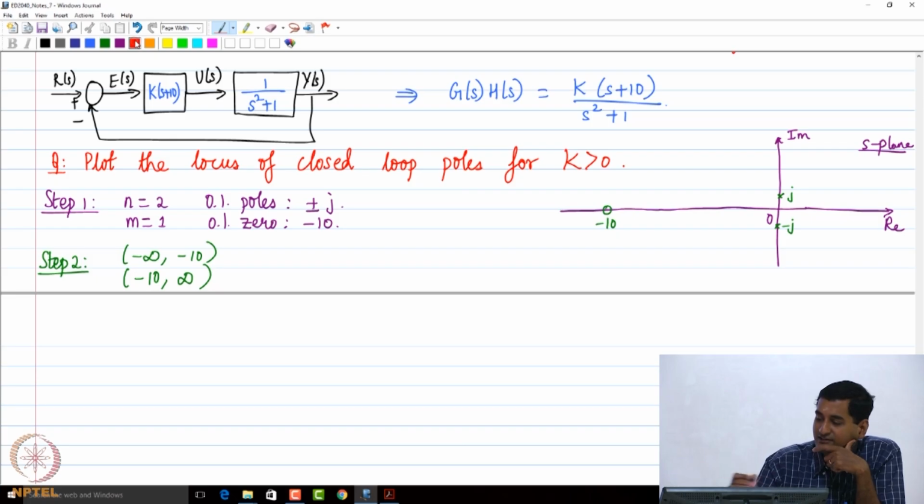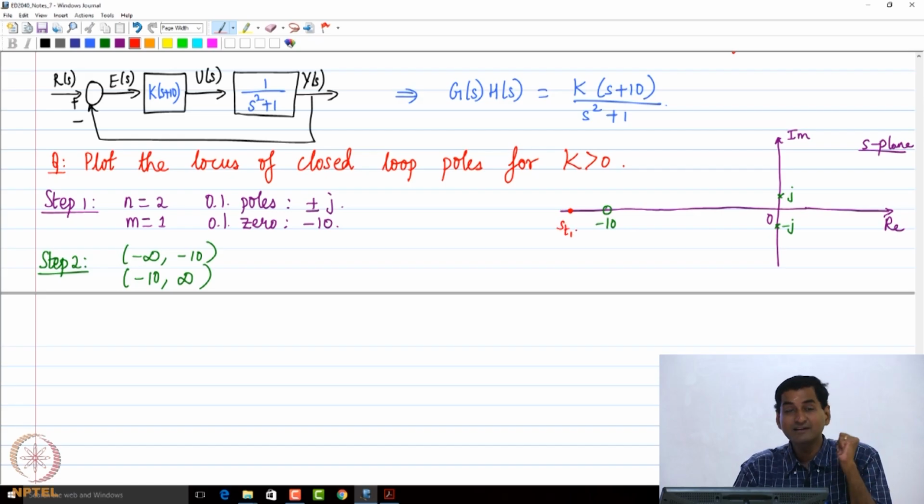Now, the question is which part lies on the root locus. To figure it out, what will I do? I choose a test point S_T1 here and I look to the right. How many open loop poles and open loop zeros do I have? 1, which is an odd number. So, minus infinity to minus 10 lies on the root locus.